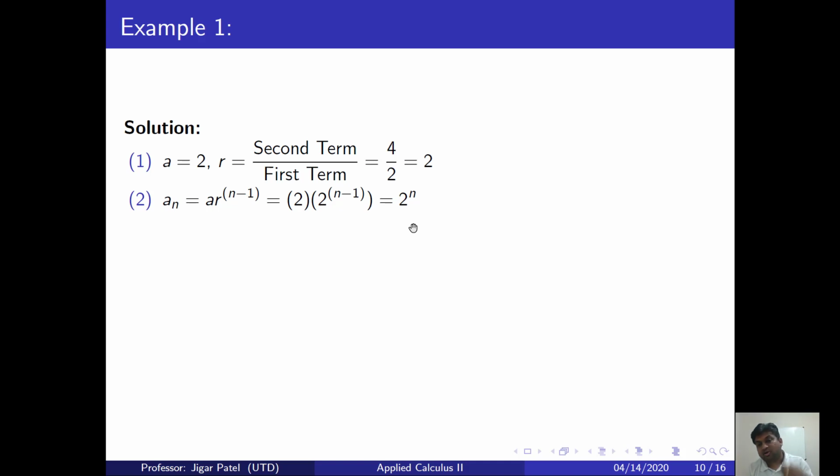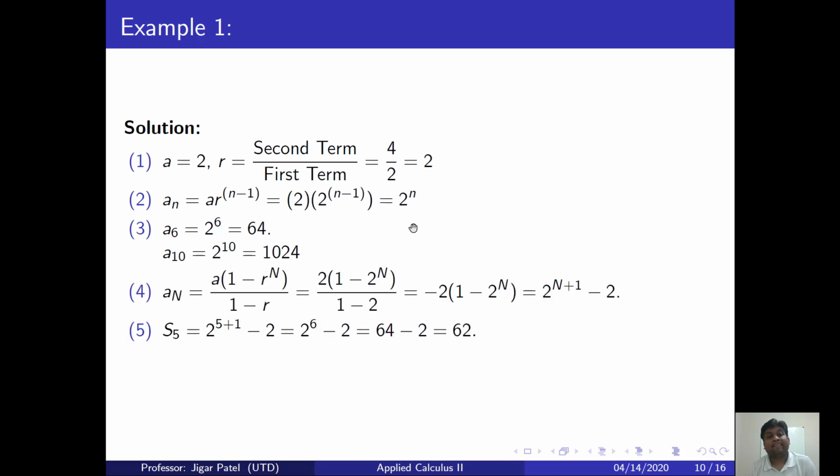I can compute any term I want. I can now answer that third question. Sixth term will be 2 to the 6, which is 64. 2 multiplied with itself 6 times. 10th term, 2 to the 10, it is going to be 1024. 2 to the power 10 is 1024.